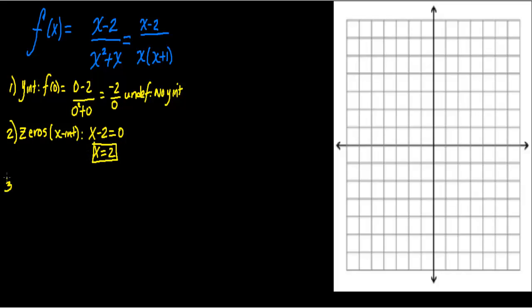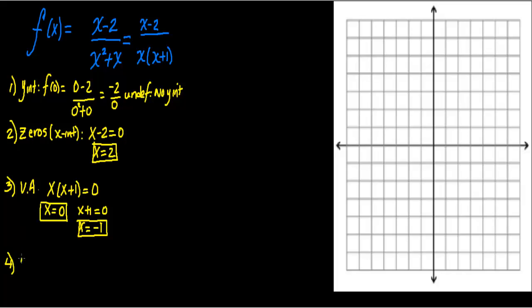Third step, vertical asymptotes. To find that, I'm going to take the factored form of the denominator and set it equal to 0. We use the zero product property, meaning that if x times this is equal to 0, then x must be 0, or x plus 1 is 0, or both, and I solve here for x, negative 1. So I have two vertical asymptotes, x equals 0 and x equals negative 1.